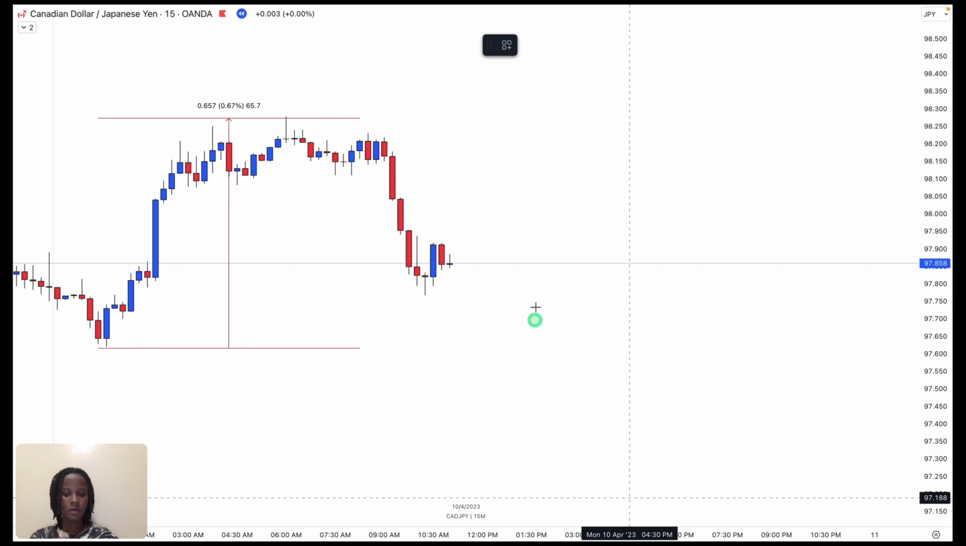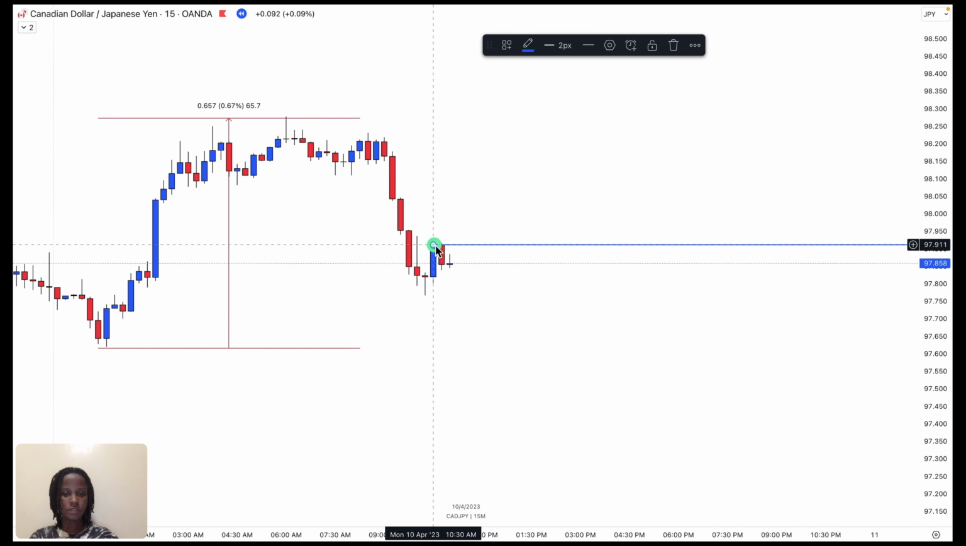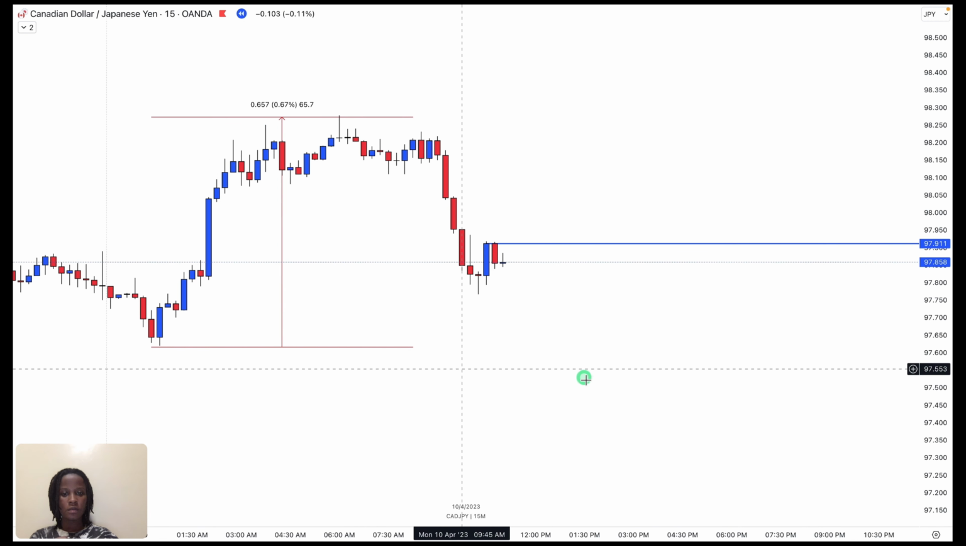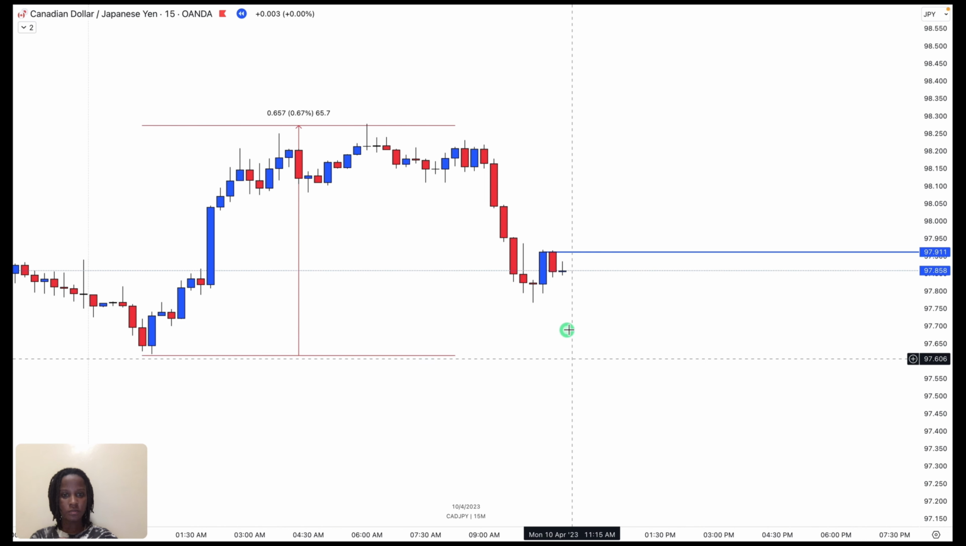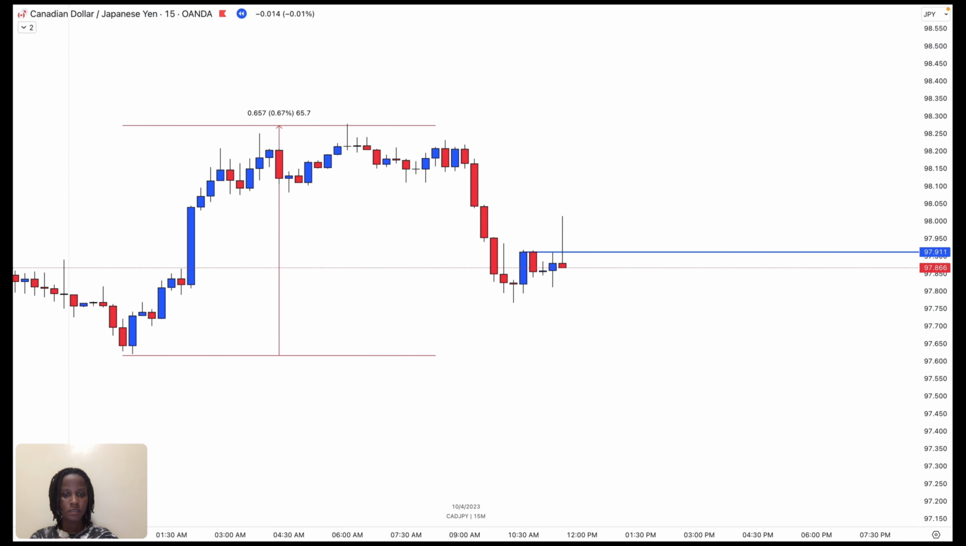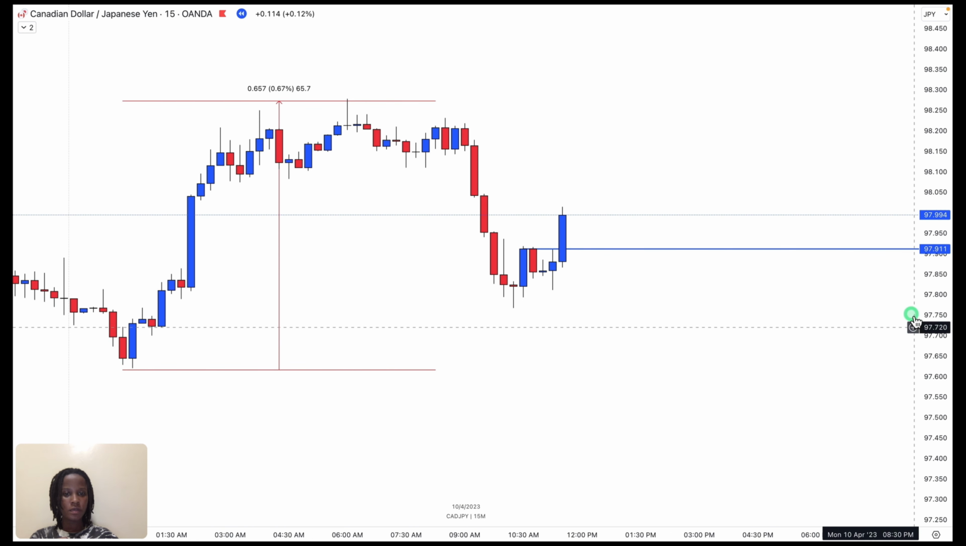Let's draw our neckline, which is down here. Our neckline is down here. So let's see if the candle will actually close up here. See there, which it did already.